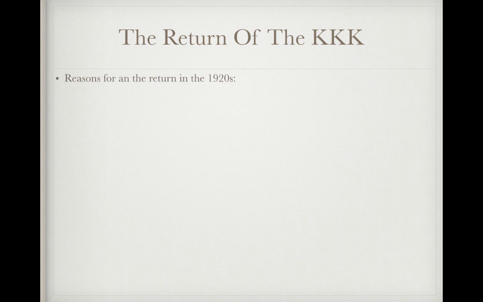So we talked about the Ku Klux Klan during Reconstruction and their reaction against the passage of the 13th, 14th, 15th Amendment, specifically in the South. And then we see a reemergence in the 1920s as a reaction against new immigration.